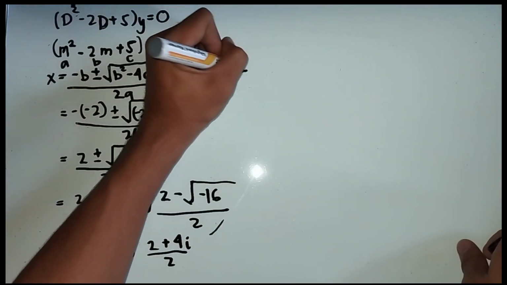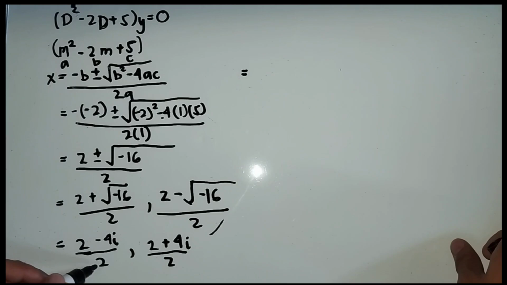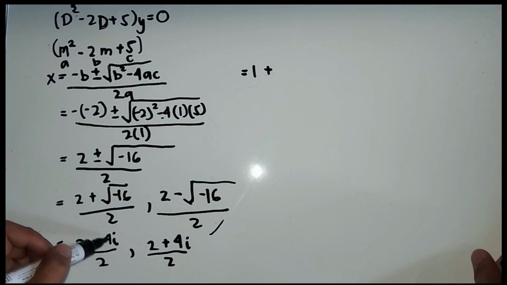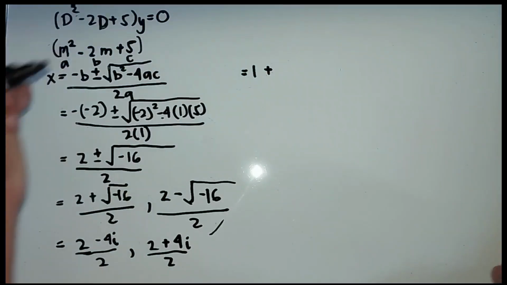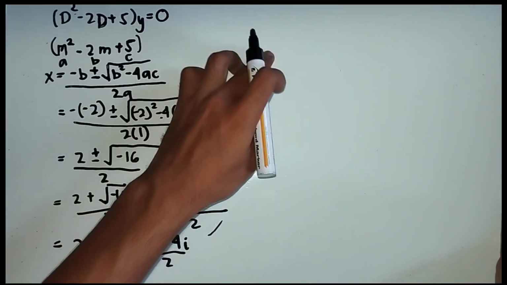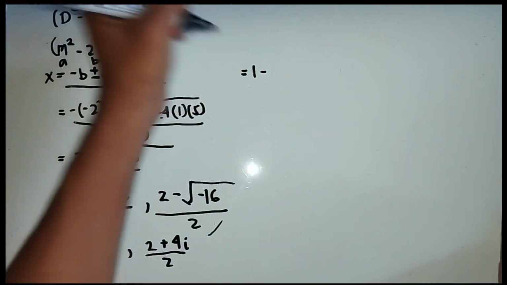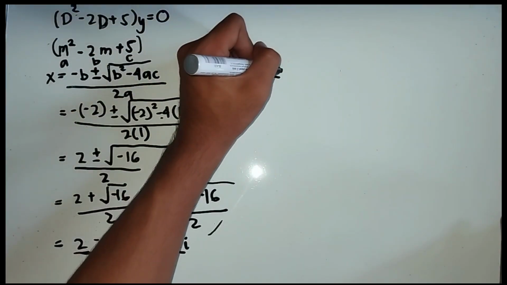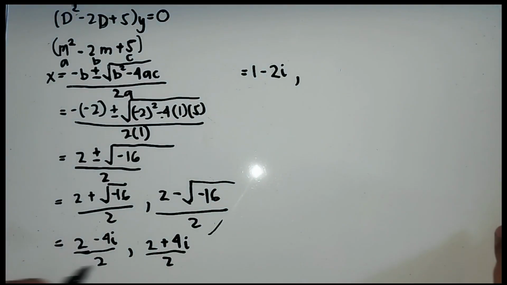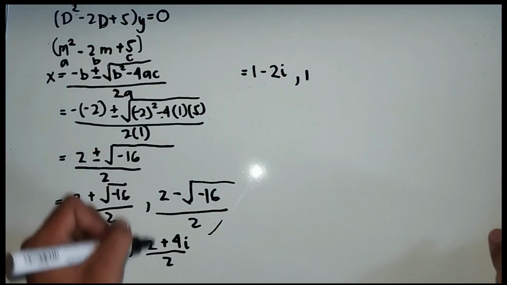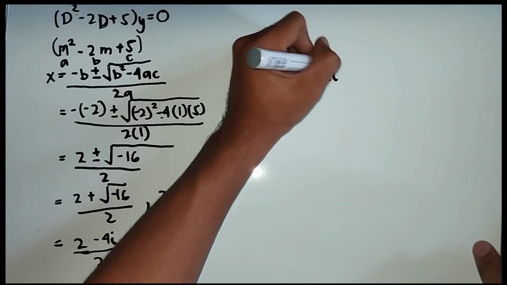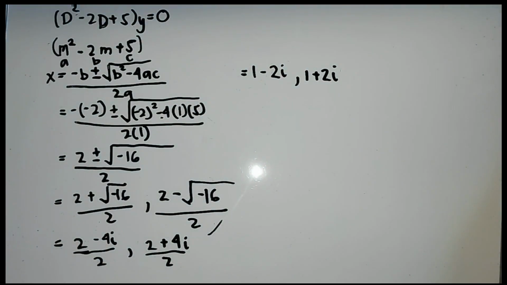So for our roots in this equation, 2 over 2 is simply 1, plus negative 4i over 2, which is negative 2i. Then the other one is 1 also, but plus 2i. So we already have the roots for this equation.